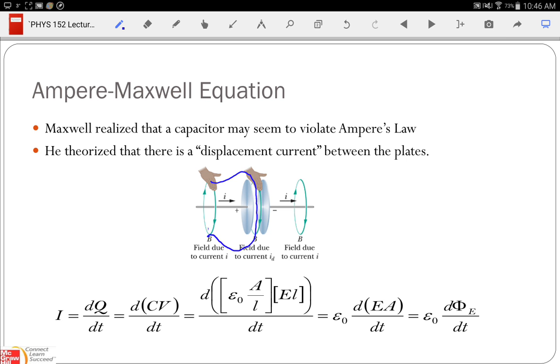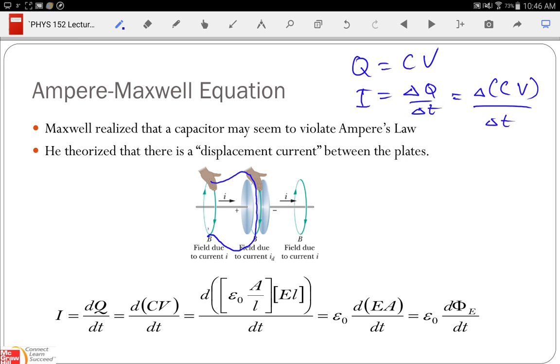And so he said, okay, I have a capacitor. The charge in the capacitor is CV, right? That was a basic rule for capacitors. Q is equal to CV. So that means that current is equal to the change in charge over change in time, which would be the change in CV over change in time.